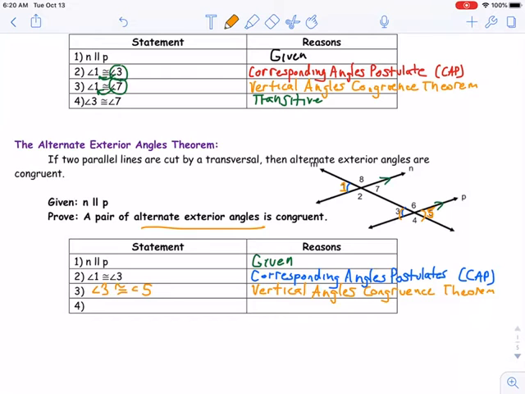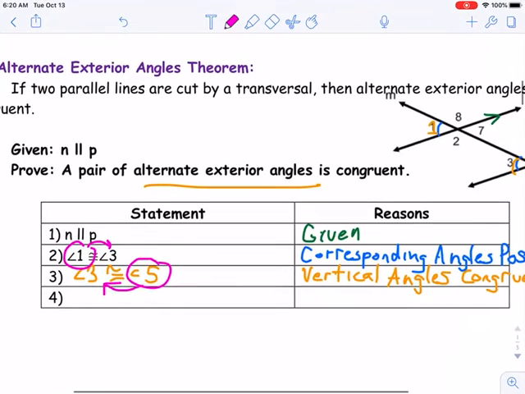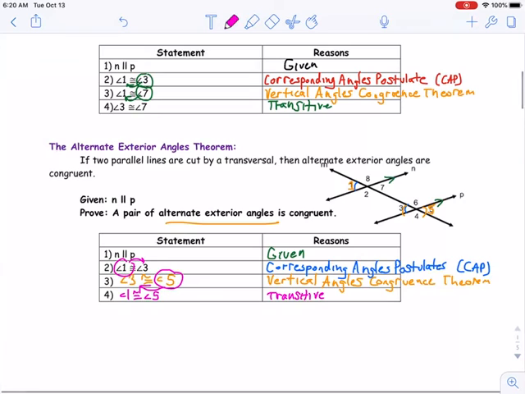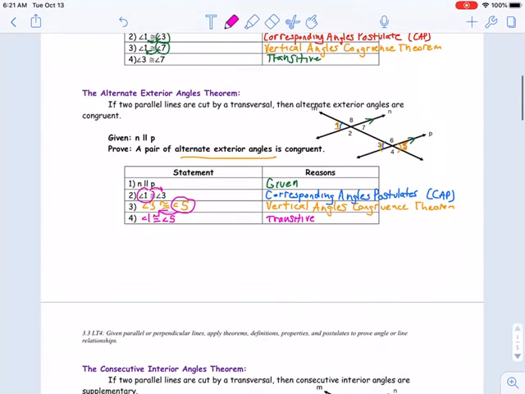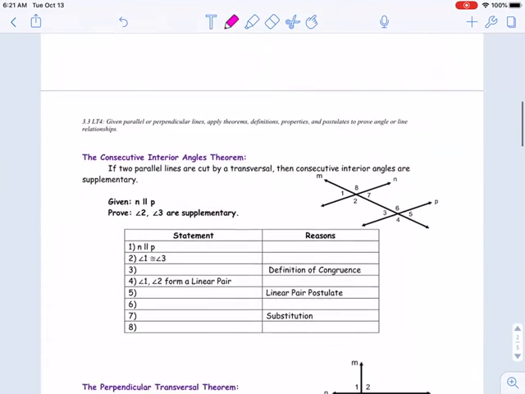Okay, so now I'm getting to the punchline. You guys probably can figure out what's going on from here. Angle 1 is congruent to angle 3. Angle 5 is congruent to angle 3. So angle 1 is congruent to angle 5 by transitive. So very similar. Those proofs are almost identical, but they aren't. Cool beans. All right, let's prove the last one, and that will be the end of this particular video.